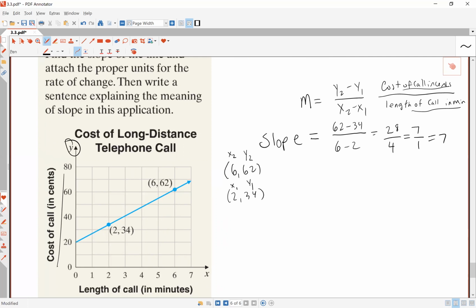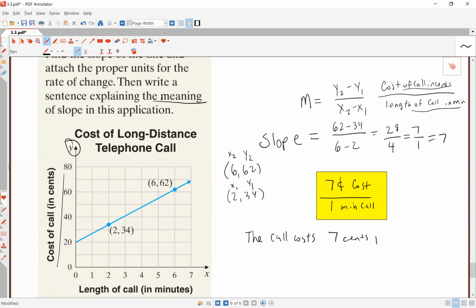We say that the slope is 7, but in terms of rate of change, it says that it's a 7-cent cost for a 1-minute call. Well, that's a fancy way of saying that the call costs 7 cents per minute.